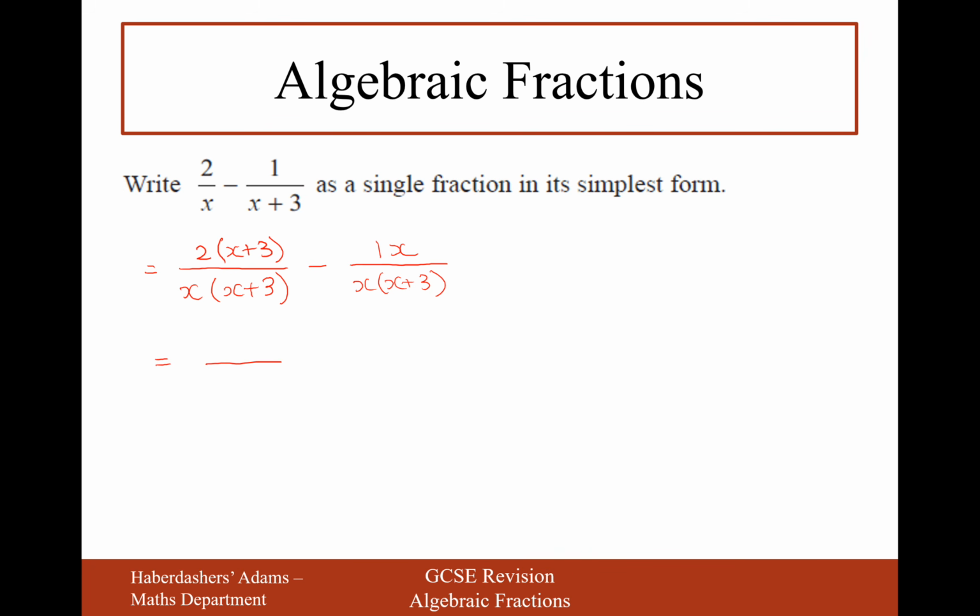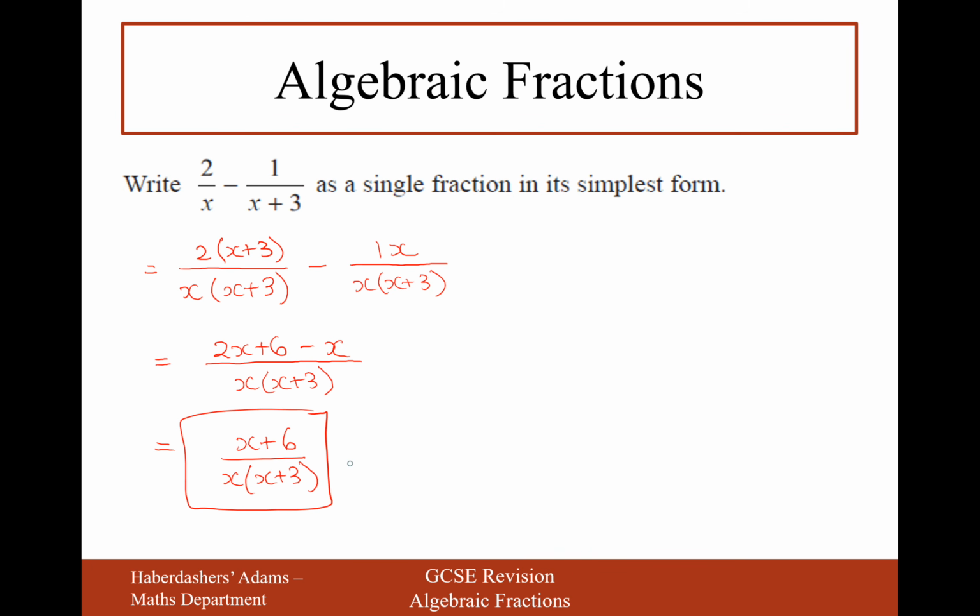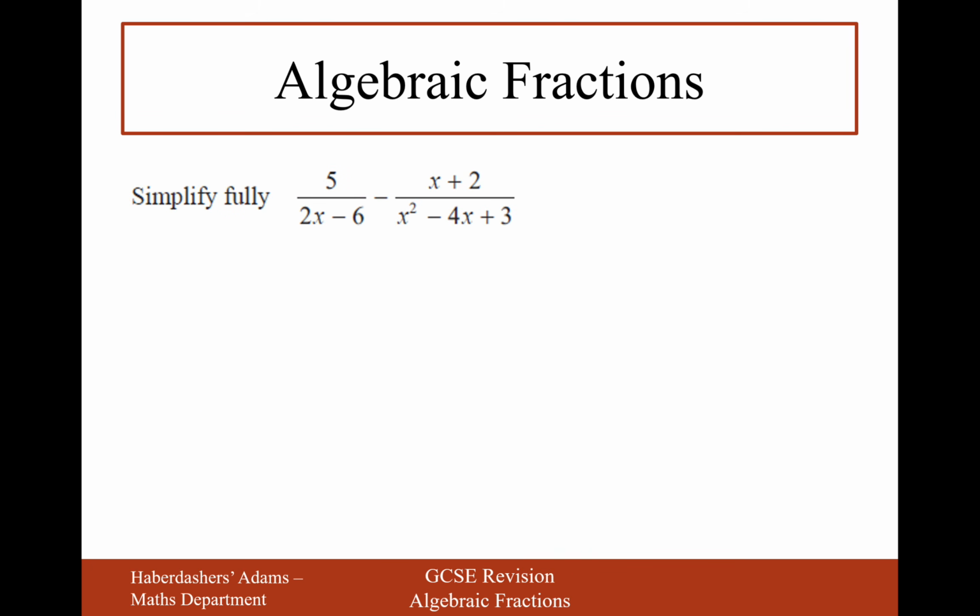Okay, so now that I've made my common denominator of x plus 3, I can now subtract my fractions. It's going to be 2x plus 6 and minus x. So simplifying this final answer is going to be x plus 6 over x bracket x plus 3. And there we are, that's how we subtract fractions. Okay, and that's in its simplest form. There's no way of simplifying this even more. Okay, let's move on to the next one then. Pause the video and give this one a go.